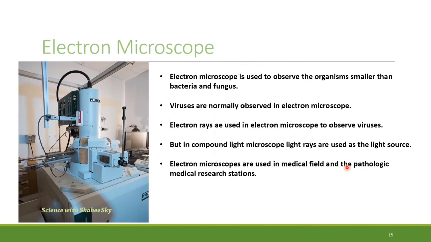Let's move on to the electron microscope. The electron microscope is used to observe organisms much smaller than bacteria and fungus. Viruses are normally smaller than bacteria and fungus. These are observed under electron microscopes. Electron rays are used in the electron microscope to observe viruses. But in the compound light microscope, light rays are used as the light source. Electron microscopes are used in the medical field, pathology and medical research fields.